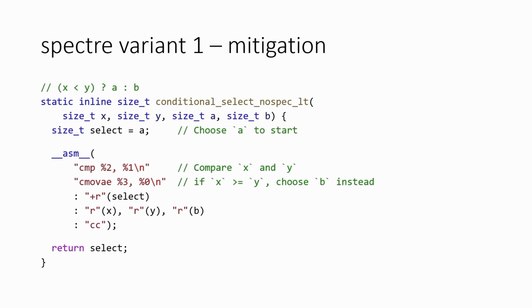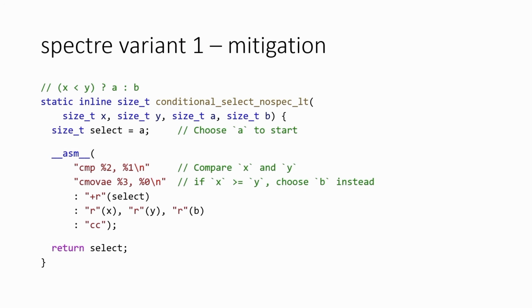Why do we have to implement this in assembly, though? Can't we just use the ternary operator in C to avoid if-else? Unfortunately, the compiler is well within its rights to introduce a branch even if we didn't write one. We need to use assembly so we control exactly how this is compiled.